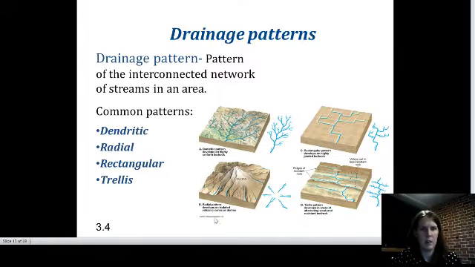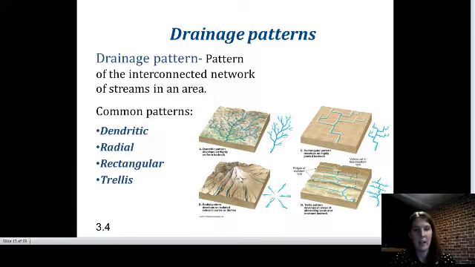So a drainage pattern is the pattern of the networks of streams in an area. The common patterns are dendritic. These are streams that form on areas of uniform bedrock, so all the bedrock underlying this is basically the same. And it makes this kind of tree formation, where all these little streams come into bigger streams until the biggest stream is like the trunk of your tree.